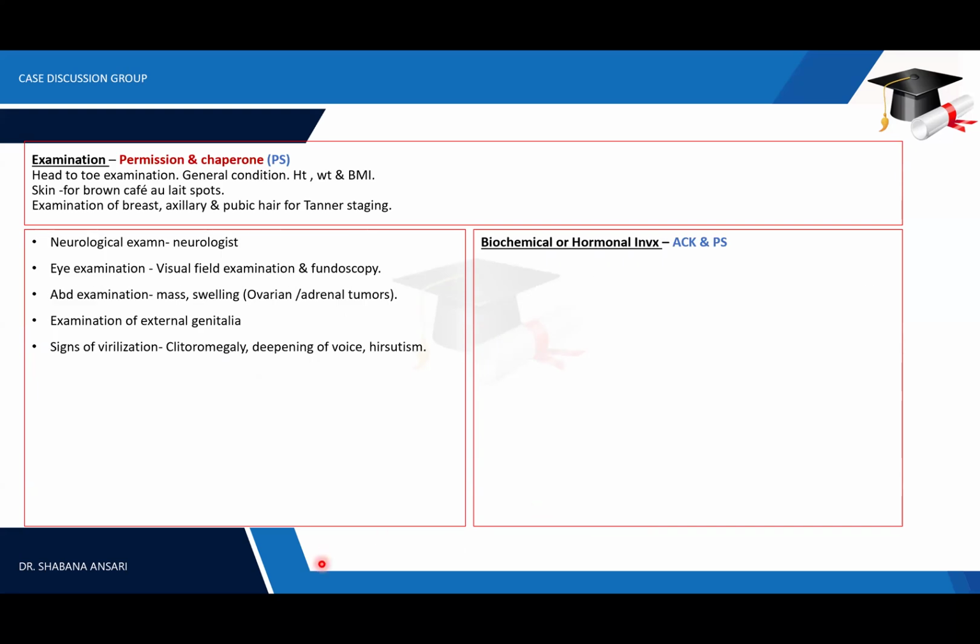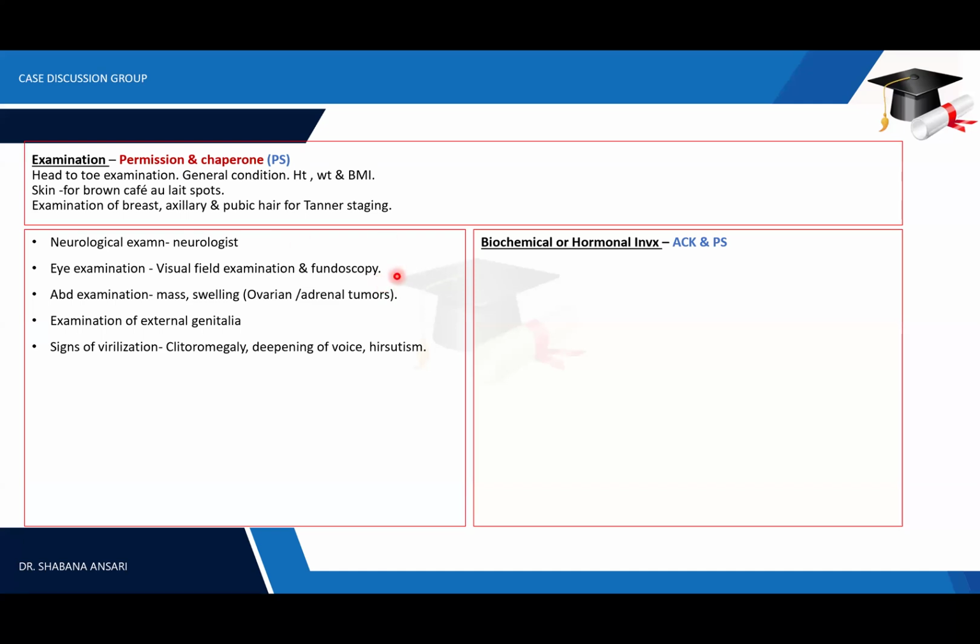Then comes your examination part. So examination will be done with her permission, or like if her carer is there or the mother is there, so with their permission and in the presence of chaperone. So it's going to be head-to-toe examination, assess her general condition, measure the height and weight and BMI, examine skin for brown cafe au lait spots, examination of the breast, axillary and pubic hair to confirm the Tanner staging, neurological examination, so it has to be done by neurologist. Eye examination will include visual field examination and fundoscopy done by ophthalmologist.